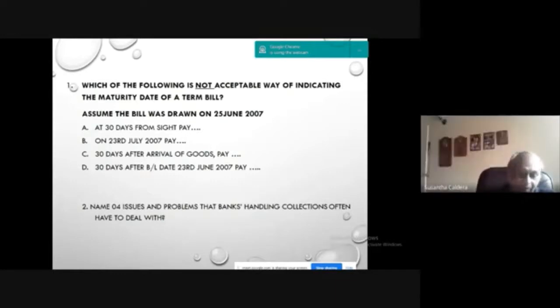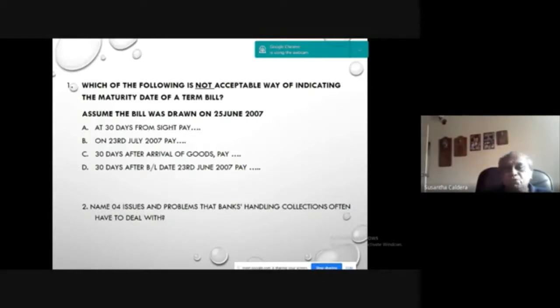Very good. Very good. "30 days after arrival of goods." The uncertainty is there, whether the ship will arrive or sink. Very good.